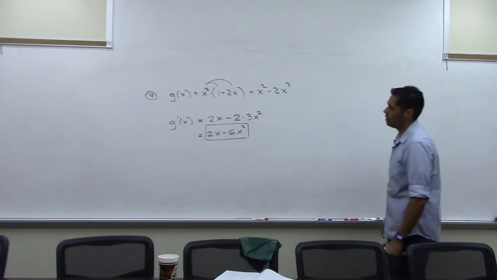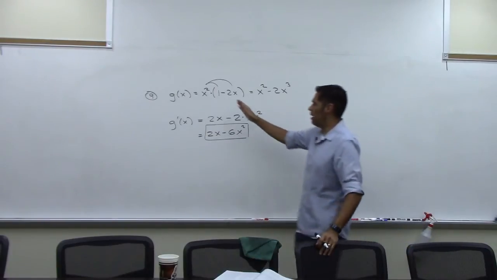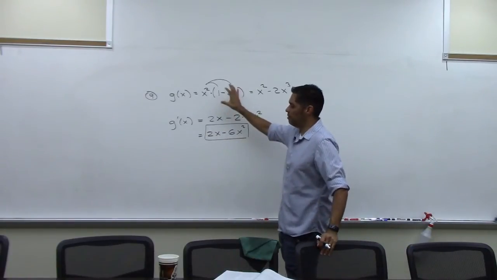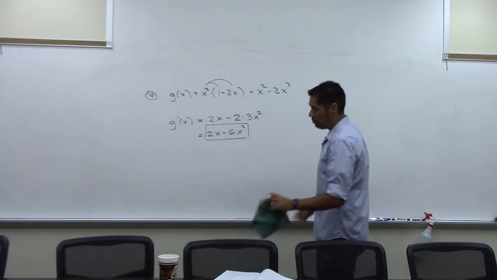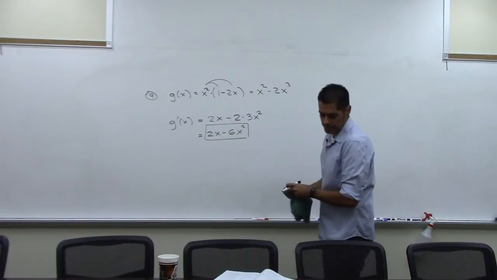That's it. But you have to do this distribution right now. In the next section, we'll be able to deal with it, just like I said. We'll be able to do that without having to do this. And that will be the product rule, but we're just not there yet.